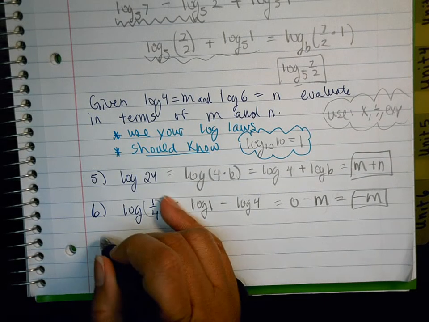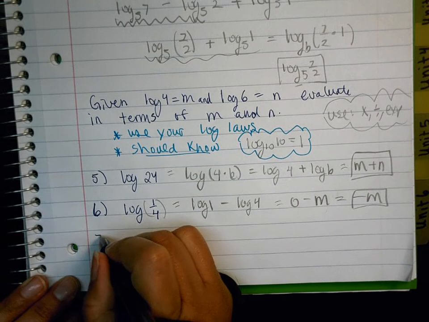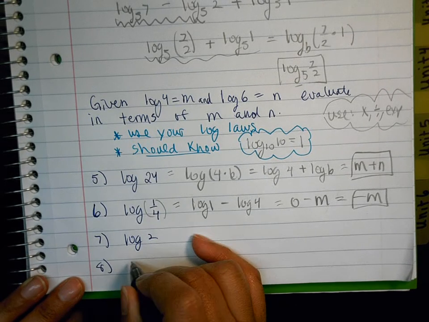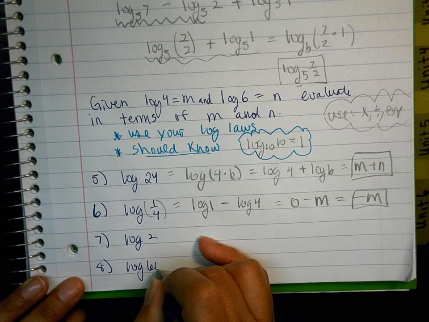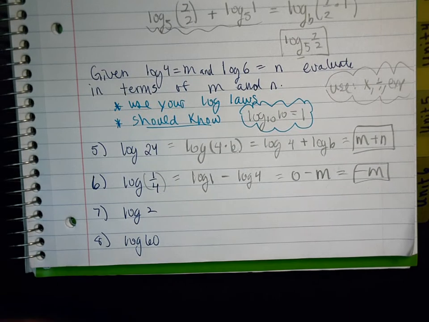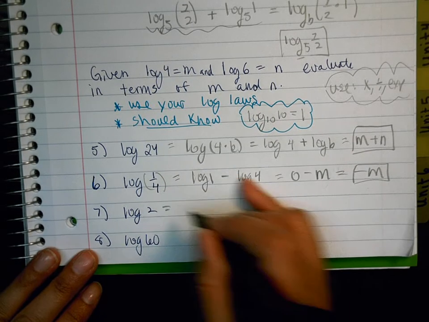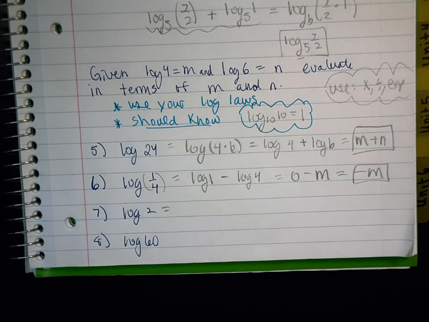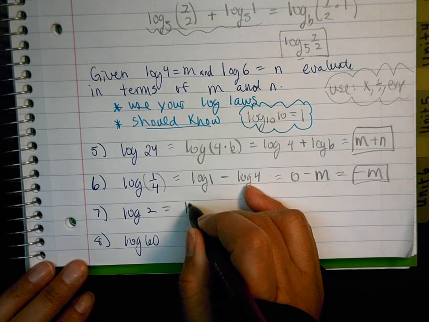I'm going to do these quickly. 7 is log of 2, and 8 is log of 60. Okay, kids struggle with 7 a lot, because how in the heck am I going to get 2 using these 4, 6, and 10? I'm going to show it to you this way, and hopefully you remember it next time.